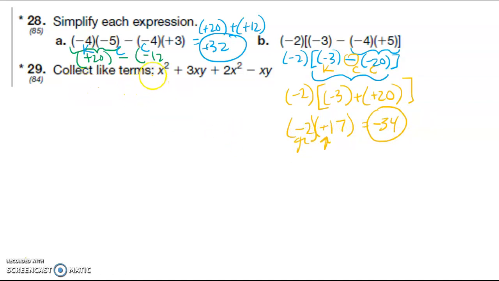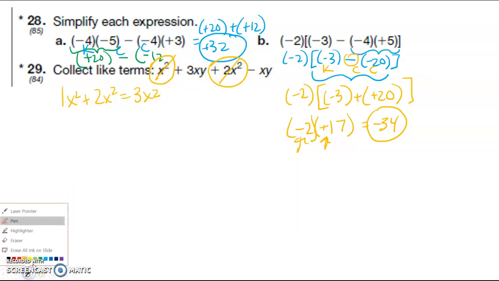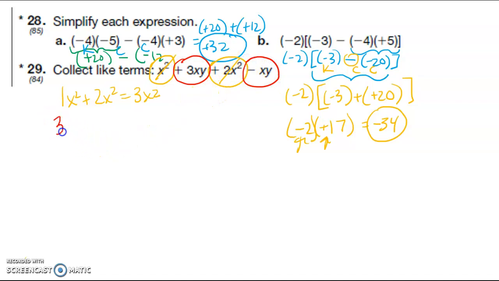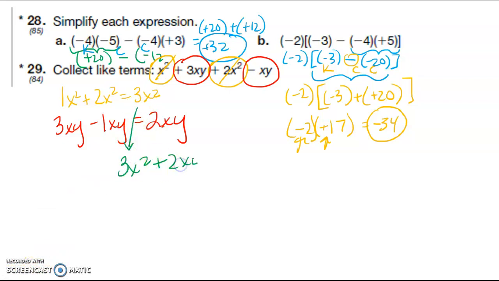Ooh, collect like terms, one of my favorite things in all of the world. So let's see, this is an x squared and this is an x squared. So I have 1x squared plus 2x squared is equal to 3x squared. So now I can cross those off. Let's use a different color. Let's use red. And then I have plus 3xy minus xy. So I have 3xy minus 1xy is equal to 2xy. And when I put it together, my answer is going to be 3x squared plus 2xy.